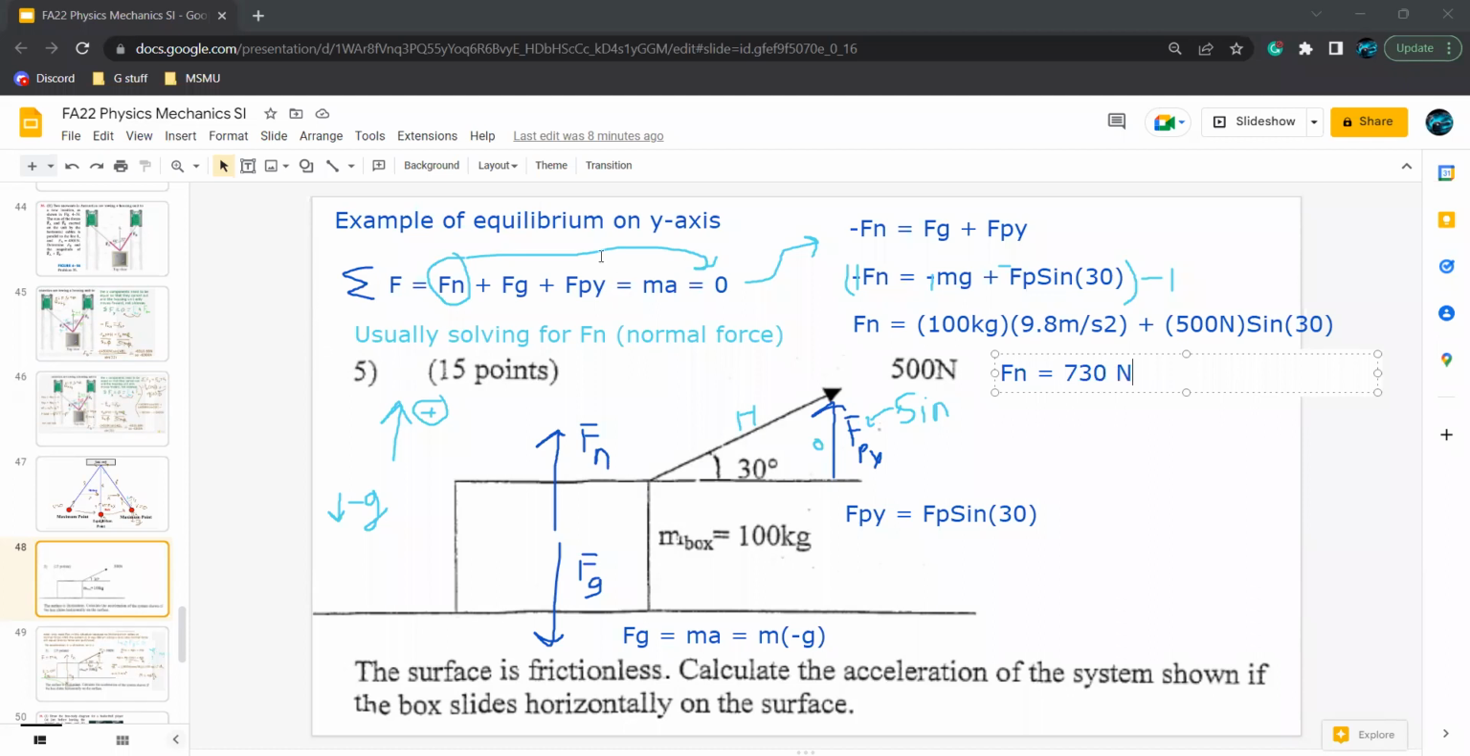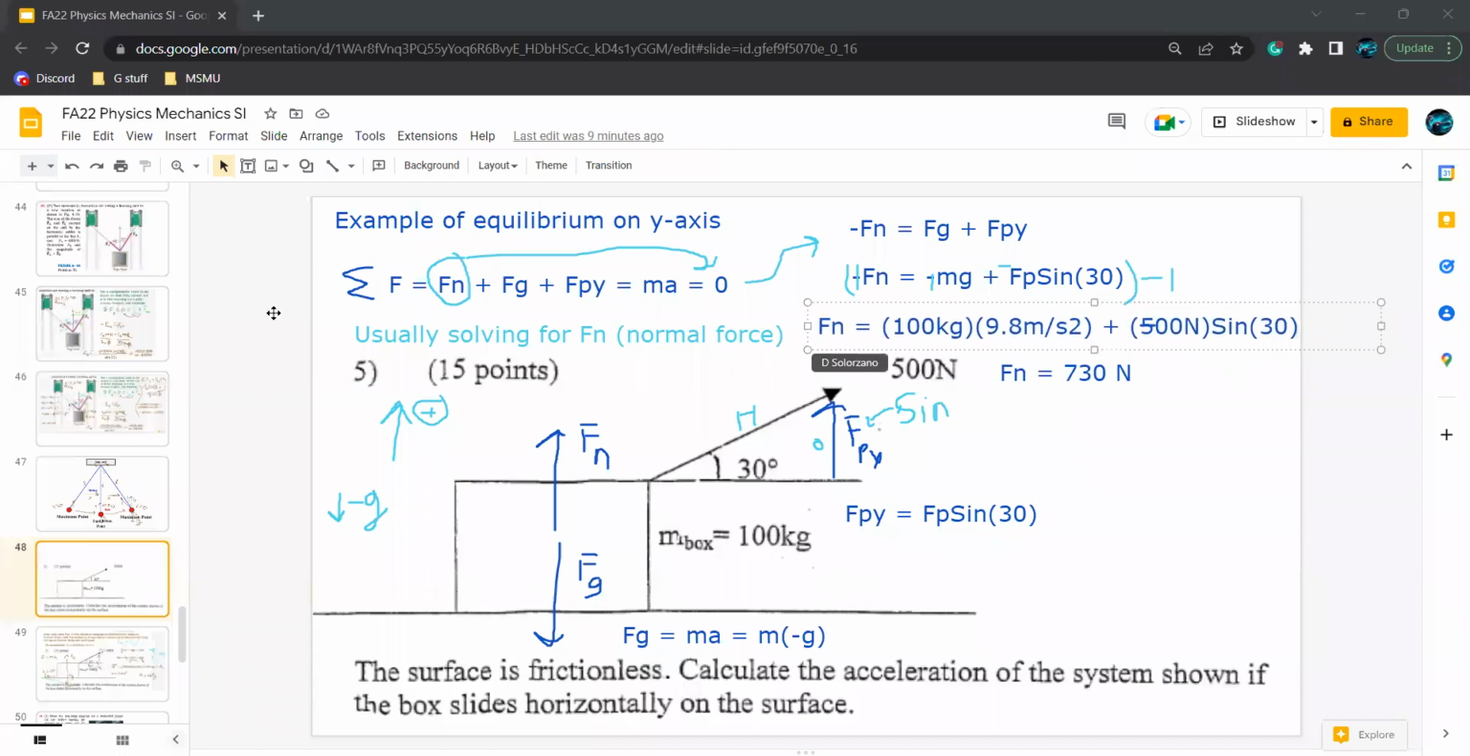And then I'll go ahead and write it in, and then draw it in as negative. There we go. Cool, so that's how you would solve for the normal force in this situation.